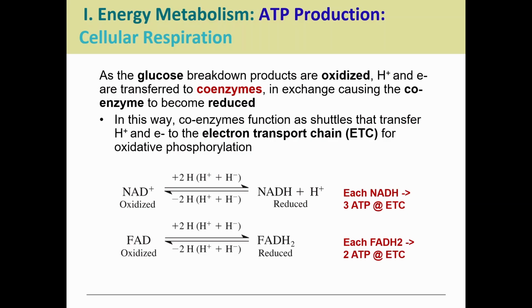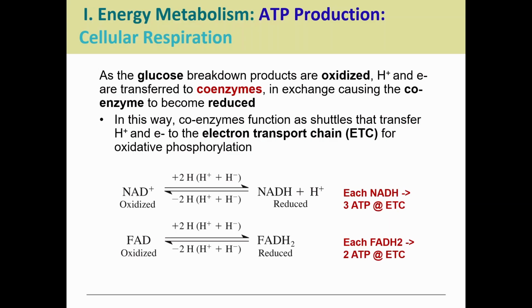So the glucose, when it breaks down, these products get oxidized. The hydrogen ion, the proton shuttle bus, and the electrons are going to be transferred to a coenzyme, which is again our NAD plus or our FAD, and those are going to be the shuttle buses to carry those electrons elsewhere.